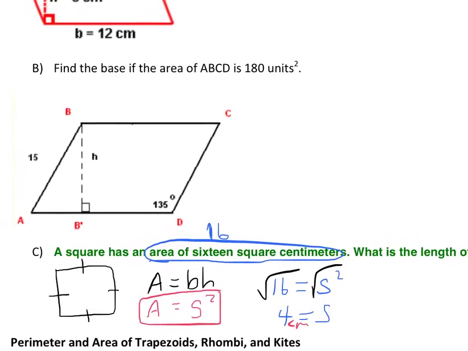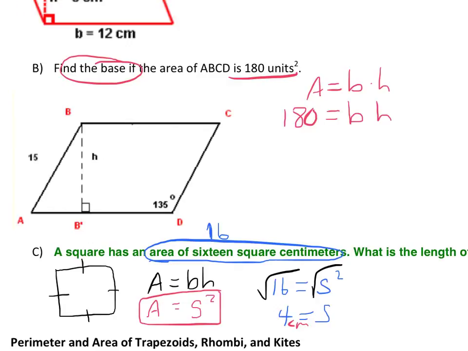This one takes a little bit more work. We still have the same formula. Area is equal to base times height. Now the base in this case is unknown. They want us to find it. They give us the area. But in order to find the base, we need to know the height. So this is where we're going to pull in some trig. If we focus on this triangle, this right triangle, we can use some trig if we knew this angle.